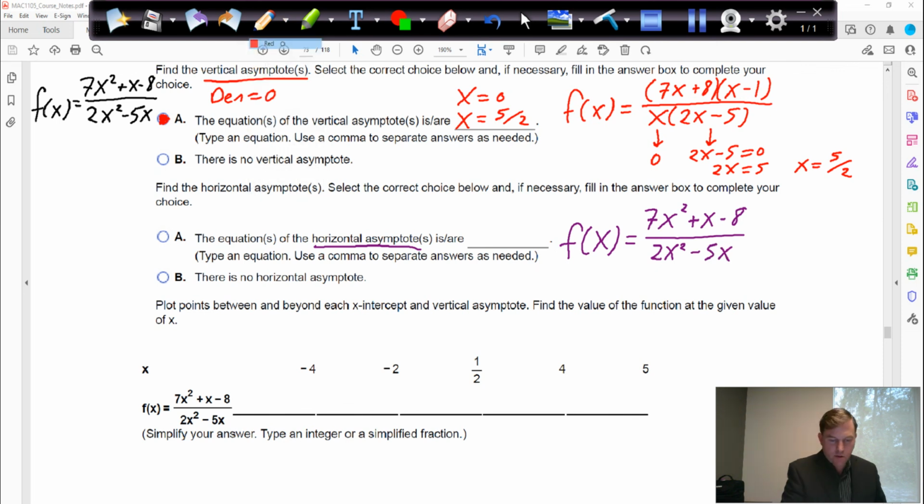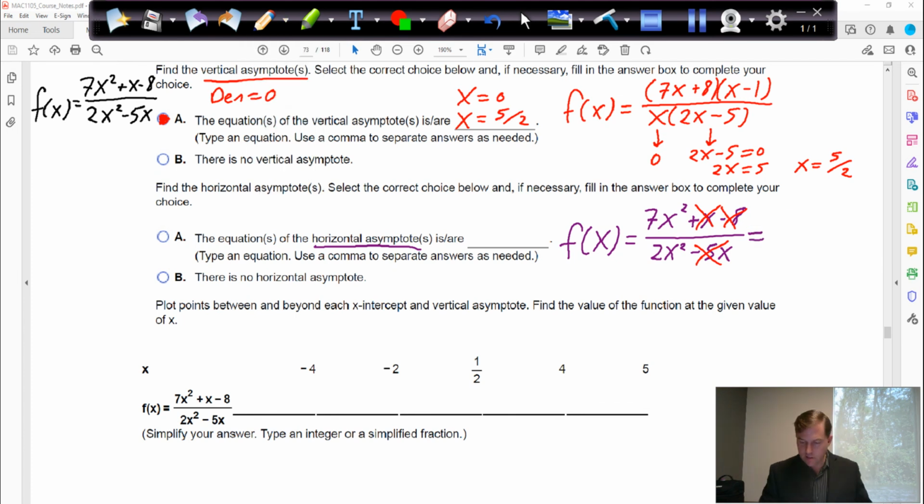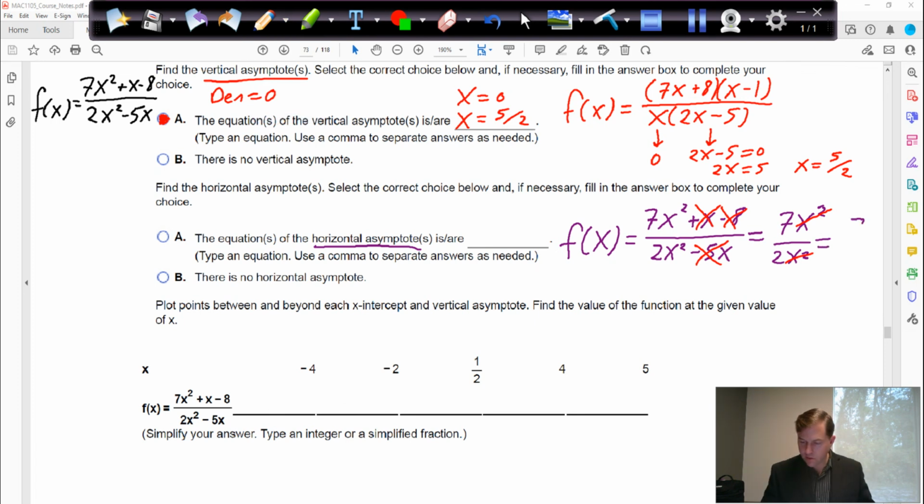Okay, so what you do is you come in here and say, the only thing that's going to matter is x squared on top, so toss the x, toss the 8. The only thing that's going to matter on the bottom in the long run when the x gets big is 2x squared, so toss out the 5x. So this whole thing simplifies into 7x squared over 2x squared, and then x squared cancels x squared, so this thing will approach 7 over 2. And you write that as there's a horizontal asymptote at the line y equals 7 halves.